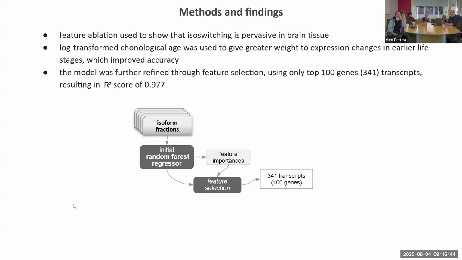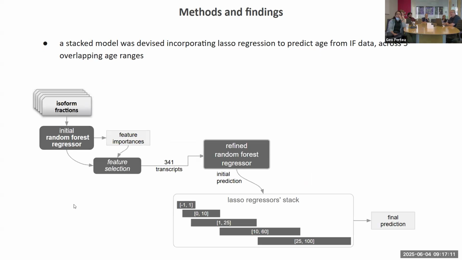And in the end, they selected the top 100 genes in terms of feature importance, which included 341 transcripts. And this has achieved a high accuracy of R-square 0.99798 almost. So they chose these 100 representative genes and 341 transcripts from now on to further refine the model. And that's an interesting development here.